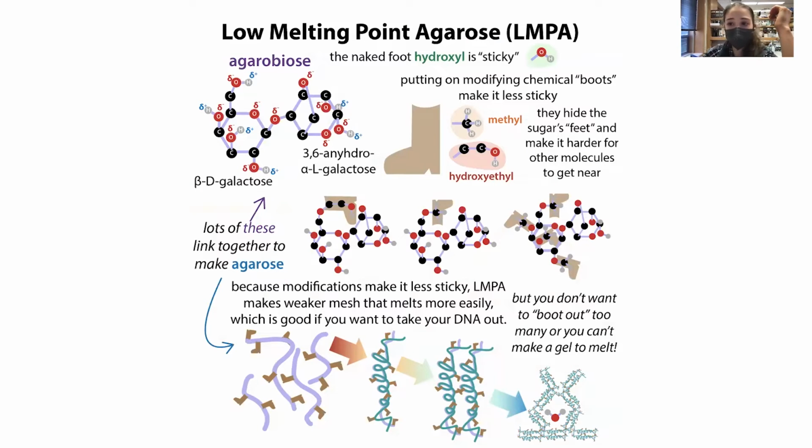There are modifications that we can make to agarose, though, that don't affect its charge, that don't make it charged, but that do affect other properties. One of these is that we can add groups that lead it to have a lower melting point. So we call that low melting point agarose, or LMPA. As the name suggests, it has a lower melting point. So why would you want a lower melting point? Well, one reason is if you're trying to do a gel purification, where you're actually trying to take the DNA fragments out of the gel rather than just look at them.